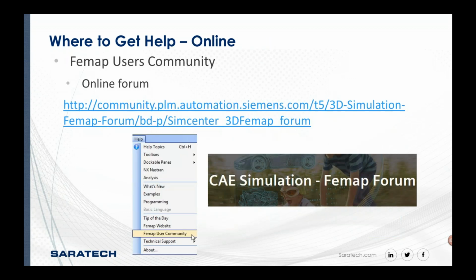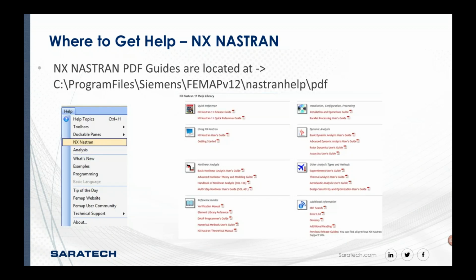Where to get help online? If you like to use online forums, you can use the Femap users community, and it's just inside Help, Femap users community. Once you go there, it's fully searchable, and a lot of the Femap development team also posts there as well. The last is if you want to get help using NX Nastran. Go to Help, NX Nastran, and here you have access to things like the quick reference guide, element library references, and then you have your advanced nonlinear and dynamics type guides as well.